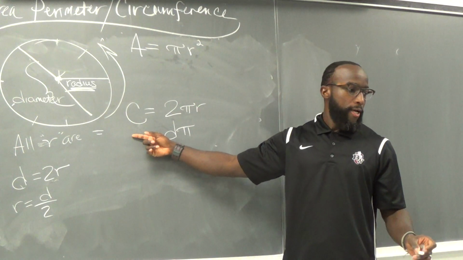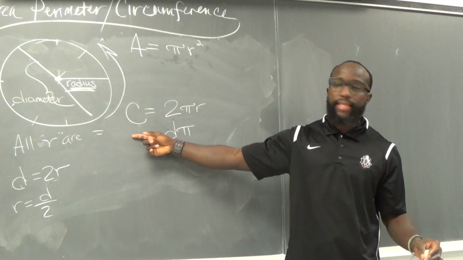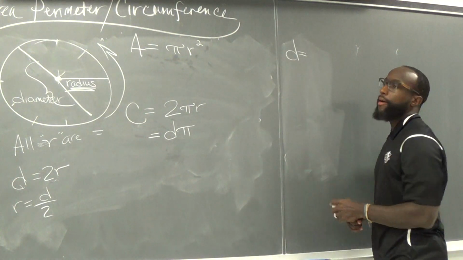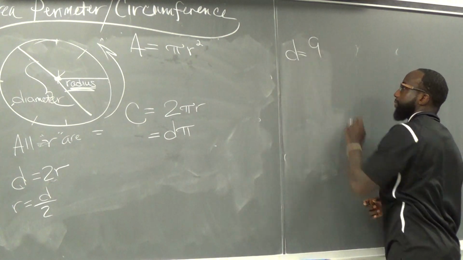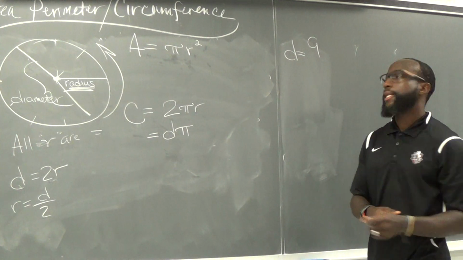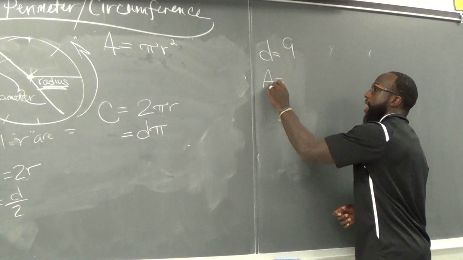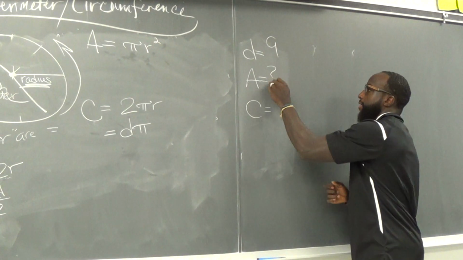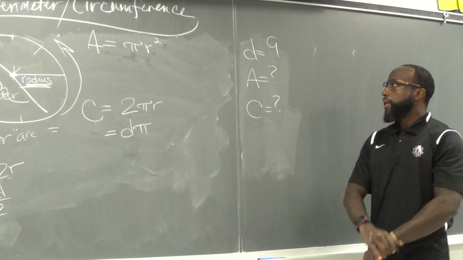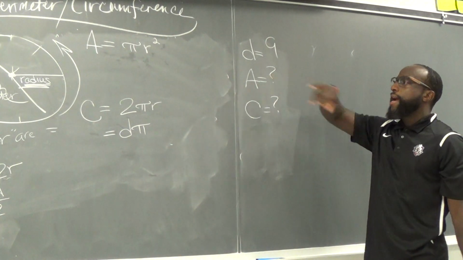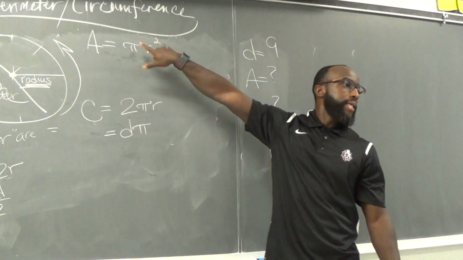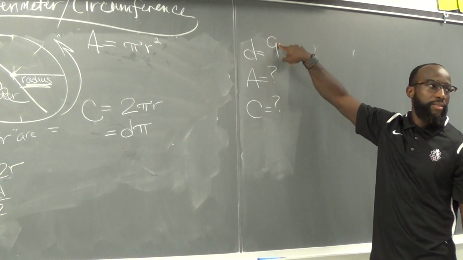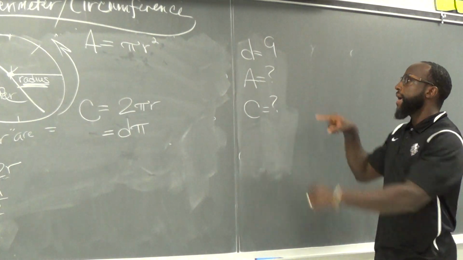Okay, let's work one out. If the diameter of a circle is 9, find the area and find the circumference. To find the area, I need the radius. In order to find the radius, I have to divide this by 2. Half of 9 is what?